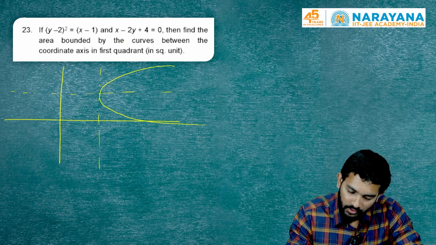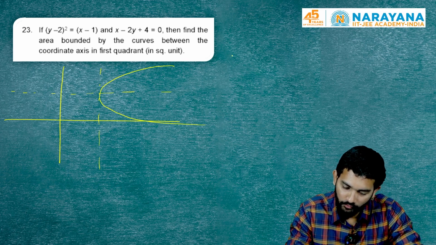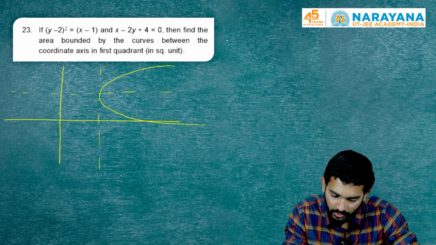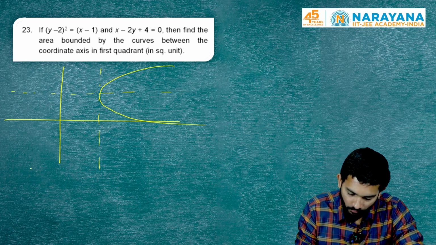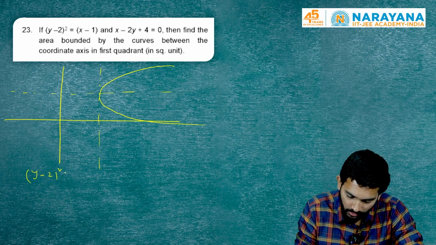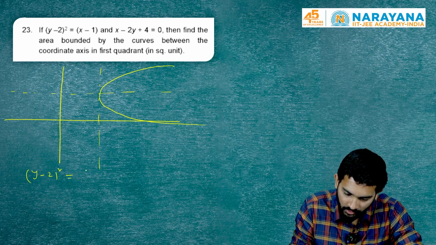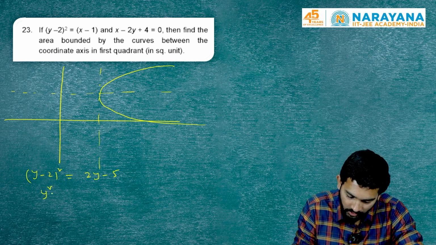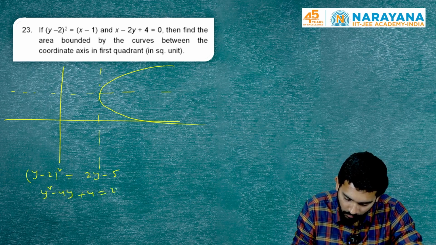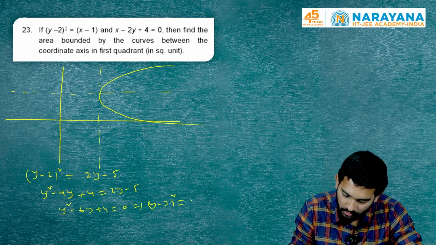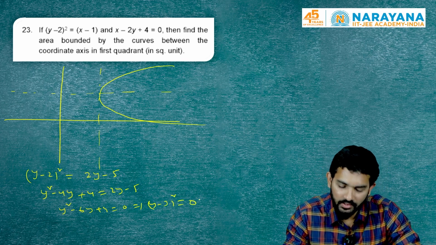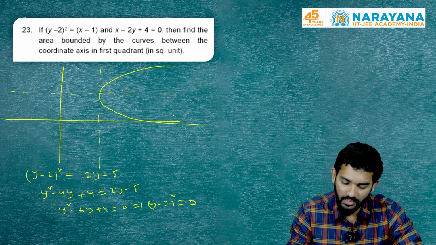And if you observe x − 2y + 4 = 0, if you find the points of intersection with the curve (y − 2)² = x − 1, I can replace x with 2y − 4. So x − 1 becomes 2y − 5, and this will be y² − 4y + 4 = 2y − 5. This is y² − 6y + 9 = 0, which implies (y − 3)² = 0. Which means it's a perfect square, meaning it is touching the parabola. It is a tangent to the parabola.